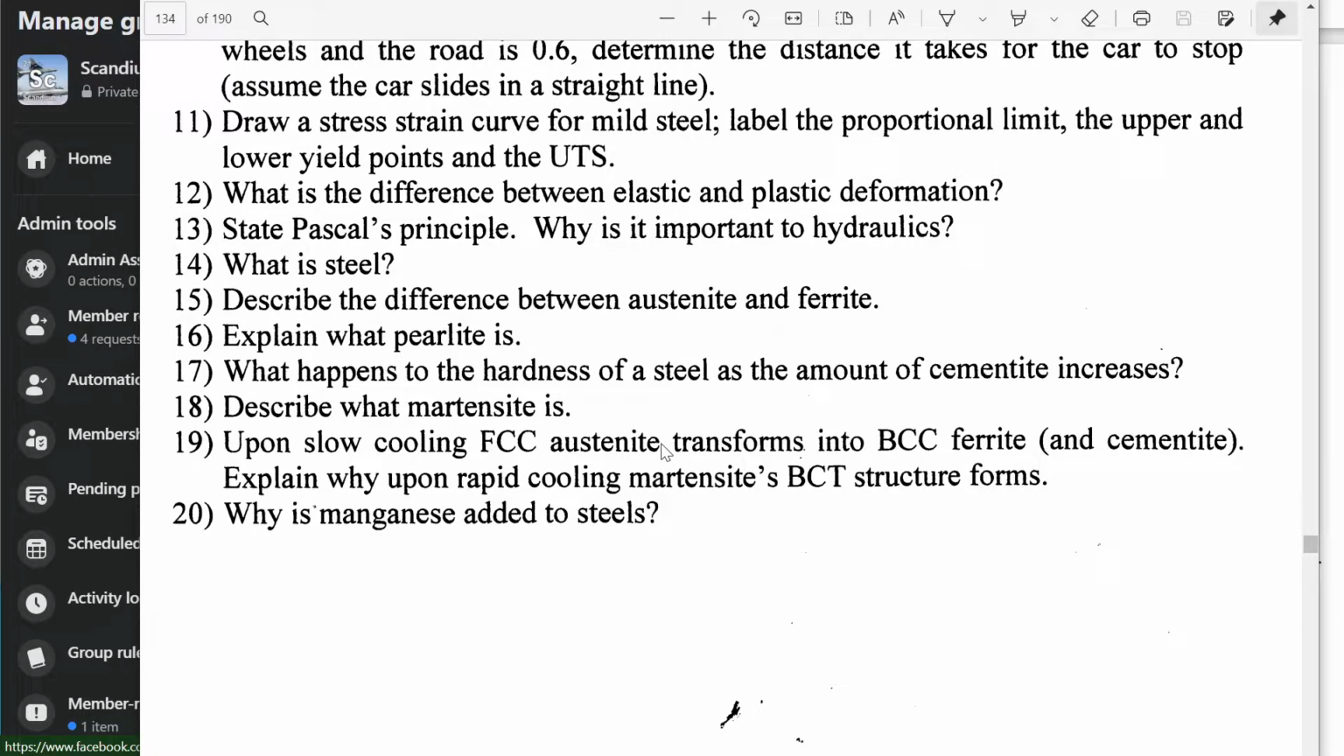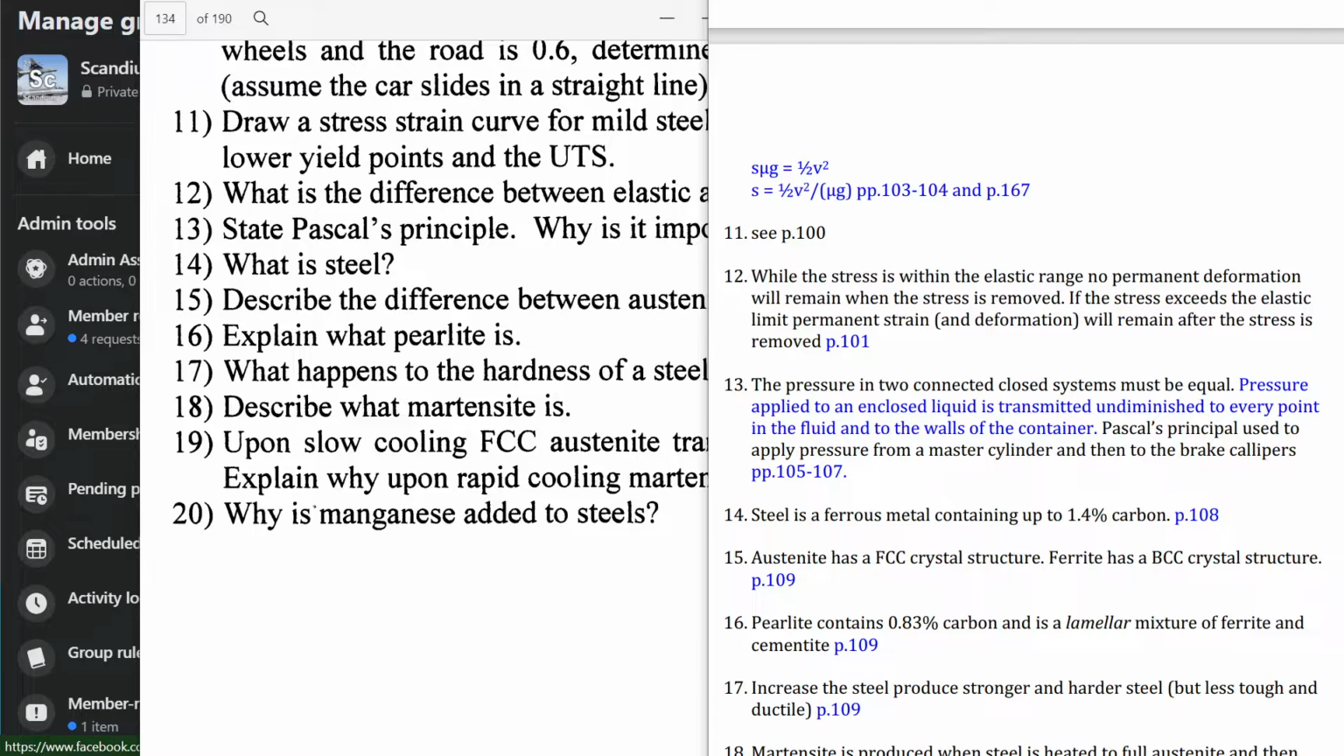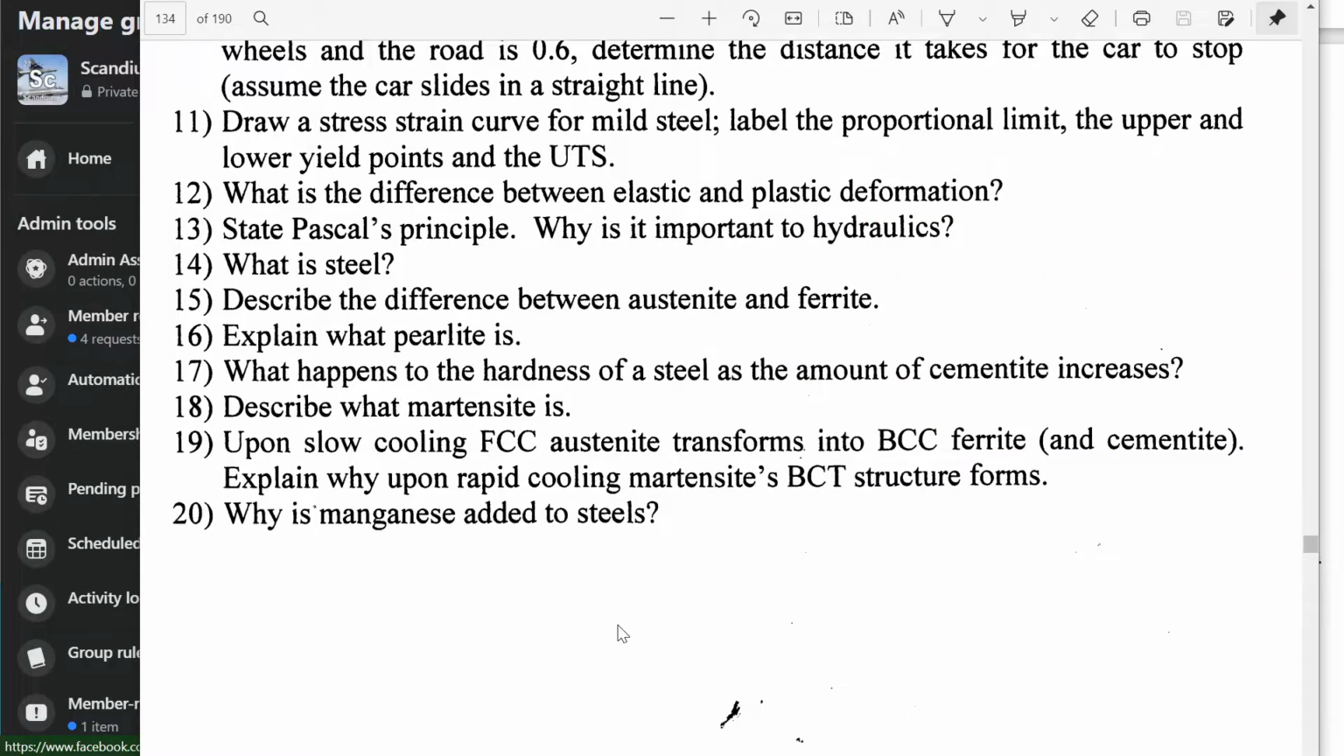Okay. Explain what pearlite is. Pearlite is a lamella, which means layered. It exists in layers. So another way of saying that is pearlite consists of layers of ferrite and cementite. Pearlite contains 0.83% carbon and is a lamellar mixture of ferrite and cementite. Yeah, that's good. Okay, I didn't mention the carbon content. So at that percentage we get full pearlite, but I guess it's true to say that pearlite always contains 0.83% carbon. That's probably true.